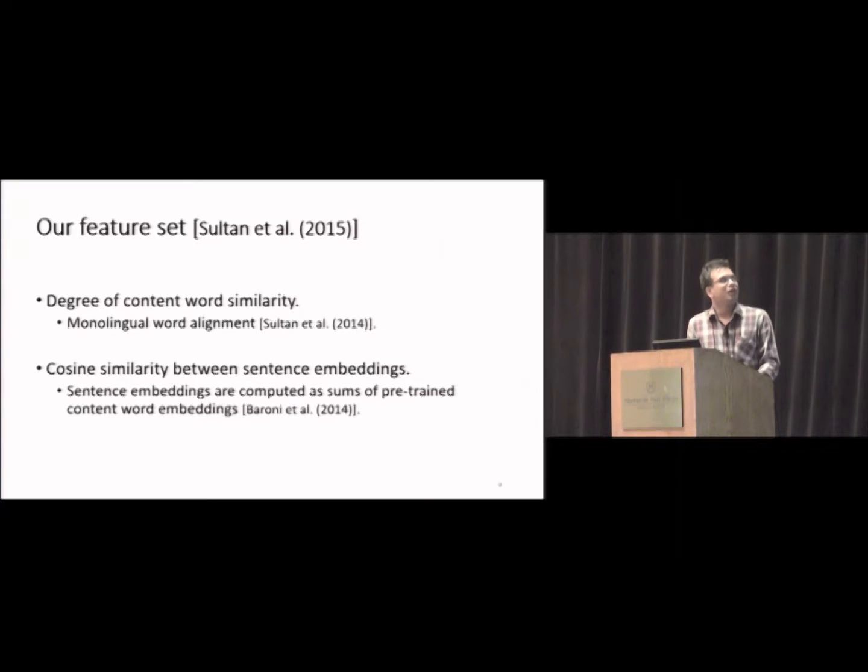From the output of the aligner, the degree of content word alignment between the two sentences is used as a measure of semantic similarity, and that's the first feature. The second feature is derived from pre-trained word embeddings. Each sentence is represented by the sum of the content word embeddings in that sentence, and then the cosine similarity between the two sentences is taken as another measure of similarity. So these are the two features used in that system.